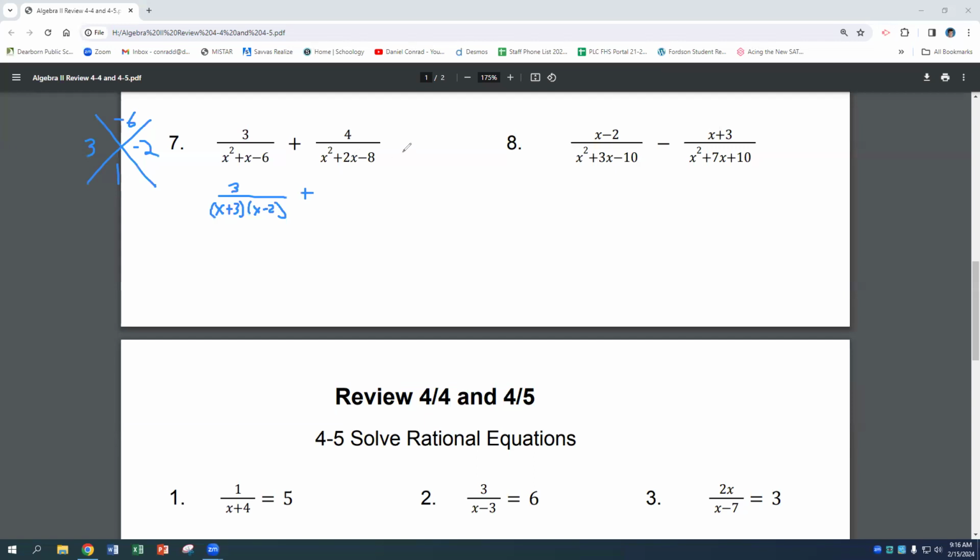Plus, okay, over here, I need 2 numbers that multiply to negative 8 and add to positive 2. That's going to be positive 4 and negative 2. So I have 4 over x plus 4, x minus 2. Right, to add these fractions together, I need a common denominator. So I have an x plus 3, an x minus 2, and an x plus 4.